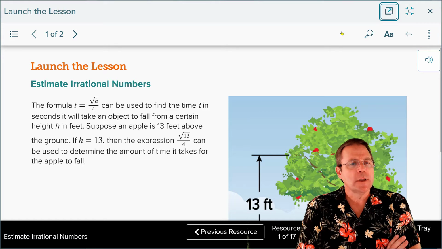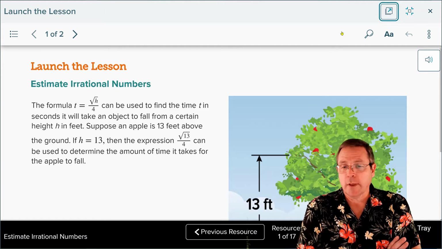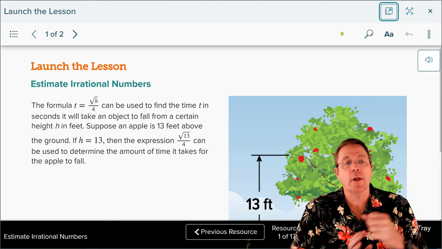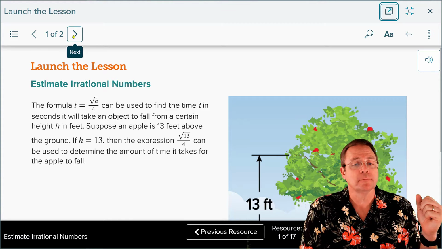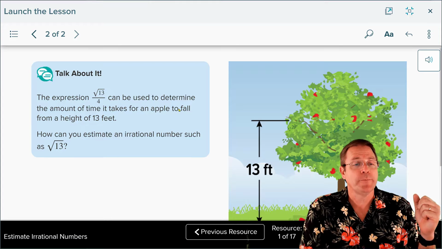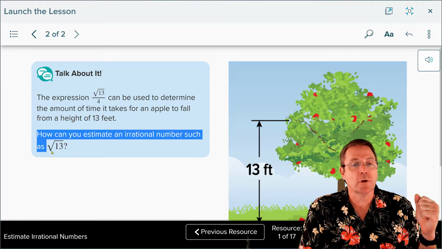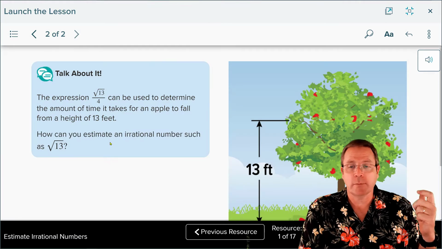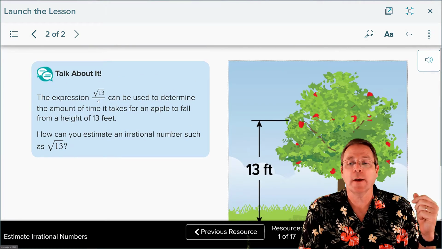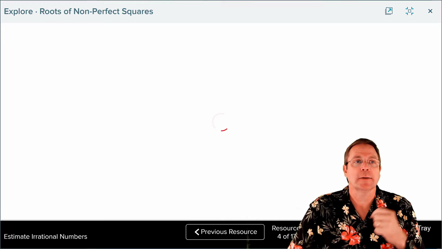It's in seconds, it says, so if you really want to know how long it's going to take for that apple to hit the ground, that's a good formula to know. How could you use an irrational number such as the square root of 13? Well, that's some of the things we're going to be learning about in this lesson.